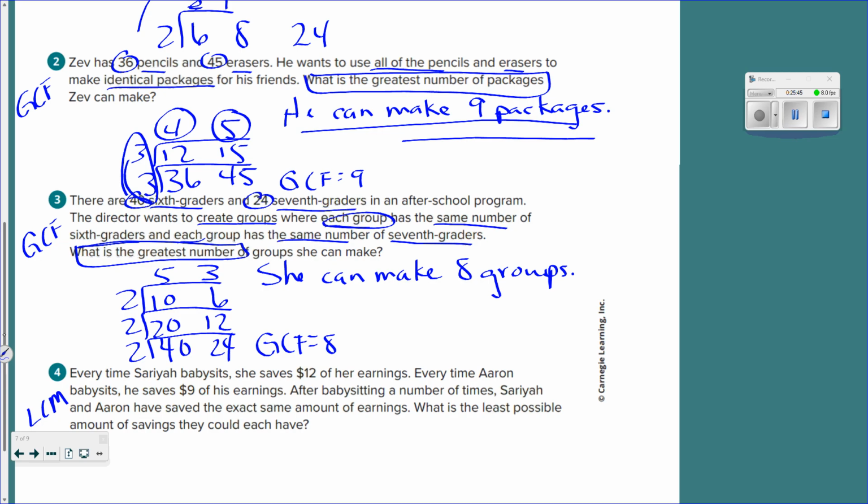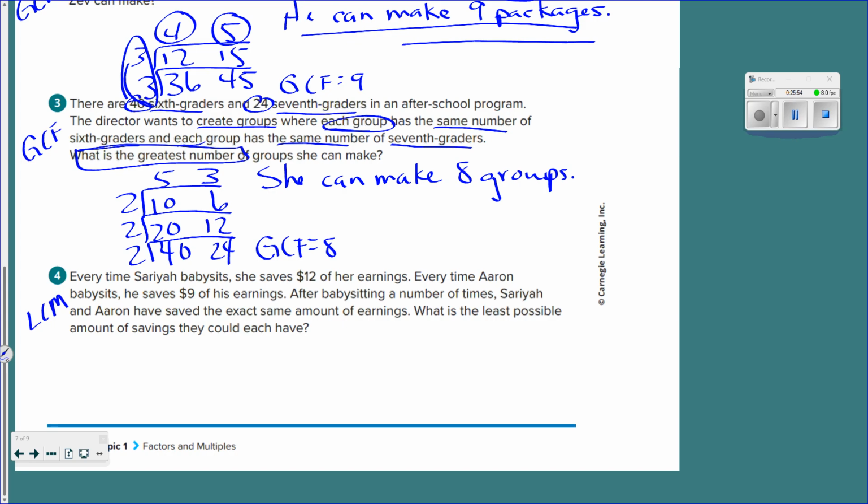Are you going to see where all these numbers come together? Okay. Every time Soraya babysits, she saves $12 of her earnings. Every time Aaron babysits, he saves $9 of his earnings. After babysitting a number of times, Soraya and Aaron have saved the exact same amount. What is the least possible amount of savings they could each have?